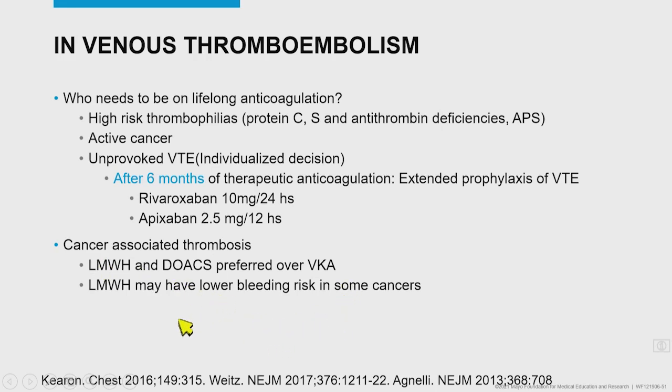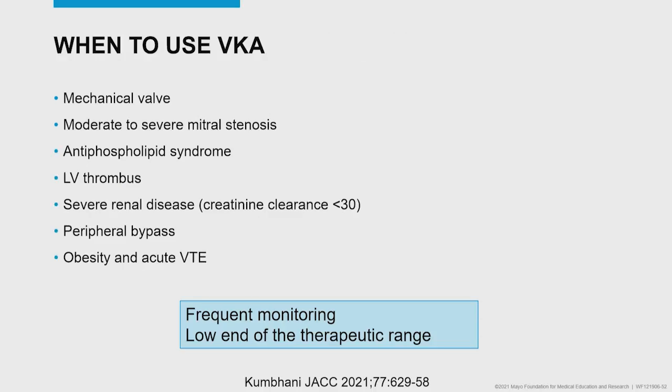And in some types of cancer, such as GI cancers, a low molecular weight heparin may have a lower bleeding risk than DOACs. There are still indications in which we have to use vitamin K antagonist, as much as we like the convenience of DOACs. Remember, mechanical valves, moderate to severe mitral stenosis, antiphospholipid syndrome, LV thrombus, severe renal disease with a creatinine clearance of less than 30, peripheral bypasses, and obesity and an acute VTE, because the levels of DOACs can be unpredictable. So those patients, unfortunately, will need to stay on a vitamin K antagonist and not be transitioned to a DOAC despite a PCI.